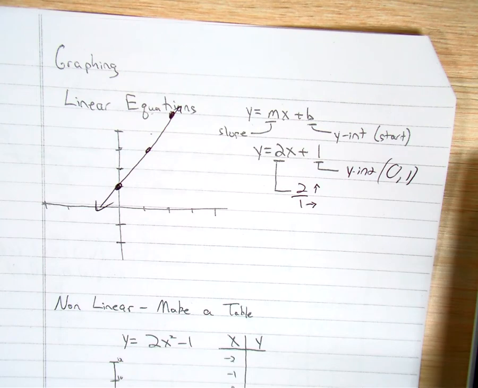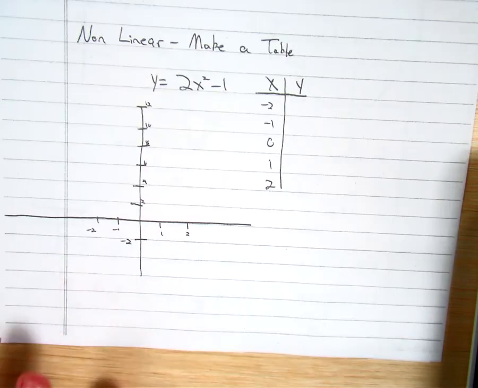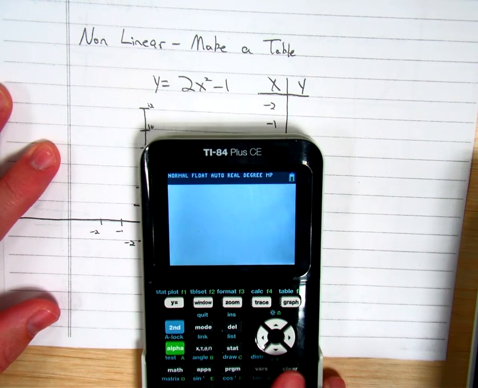Those are for linear equations. For nonlinear, those can be a little more difficult. You might need to make a table of values. If you have a graphing calculator, your calculator can do that for you.